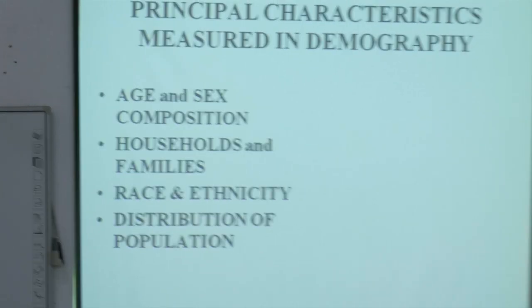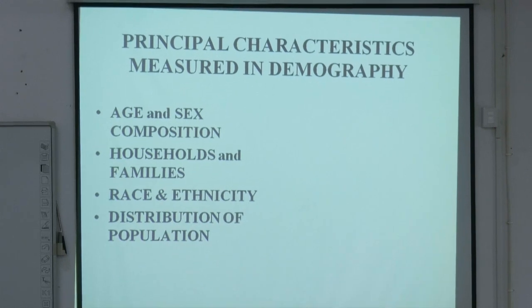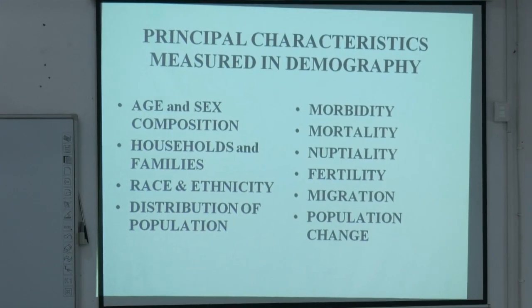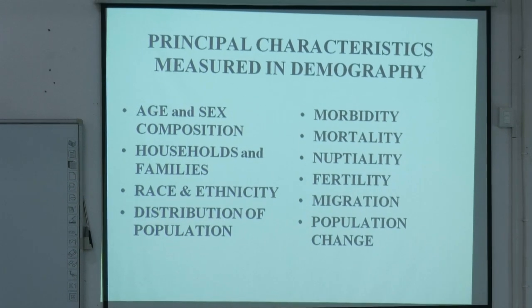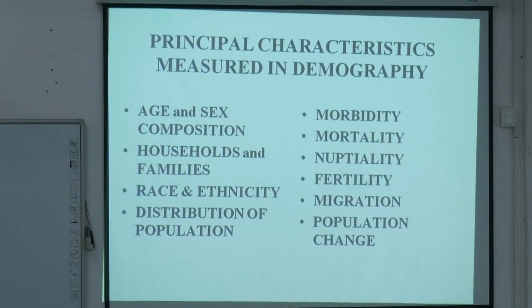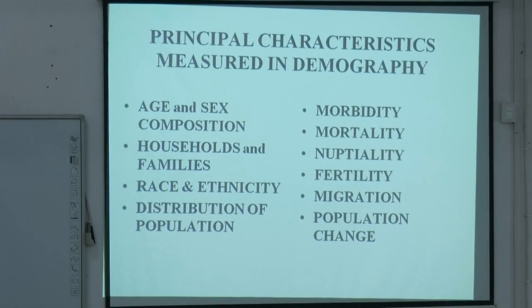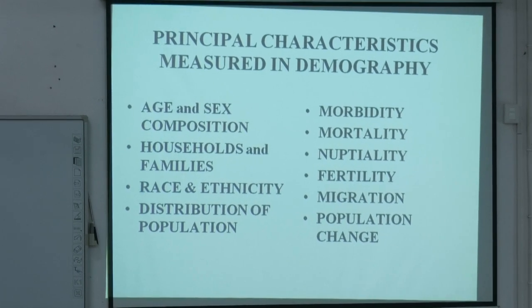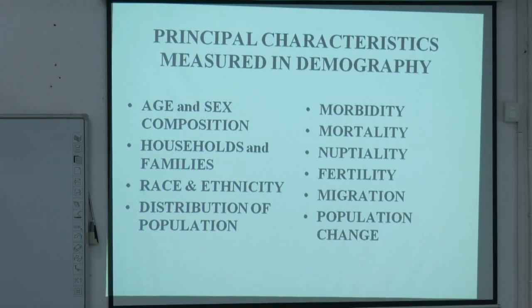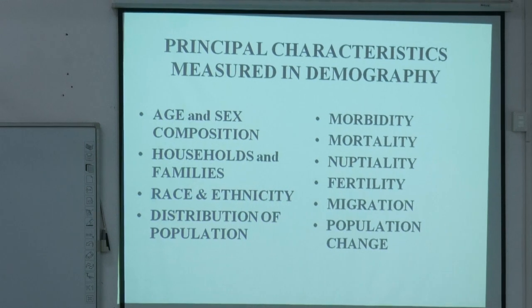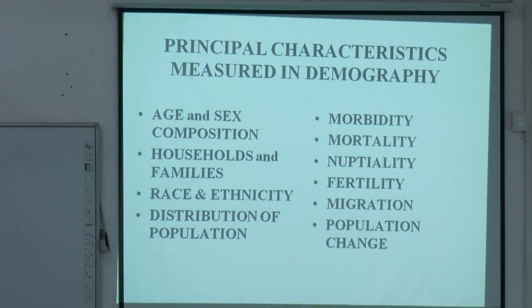Ethnicity, distribution of population, morbidity, particular morbidity, number of days. Morbidity is disease or illness. That is scientifically called morbidity. আমরা বলবো শরীর খারাপ লাগে, morbidity is scientific term. Mortality is death. Mortality.